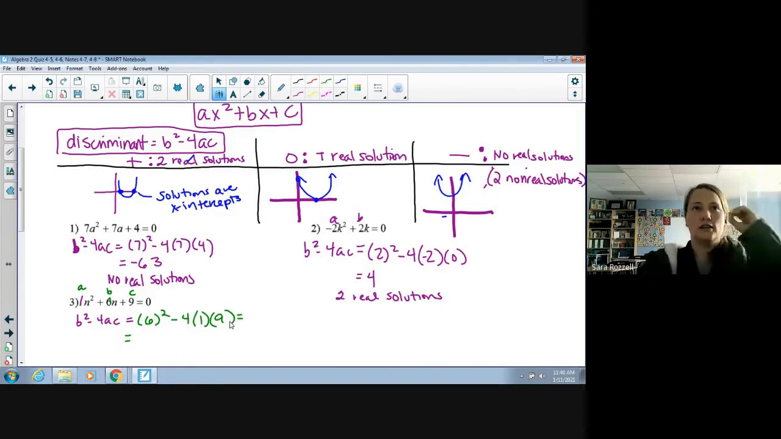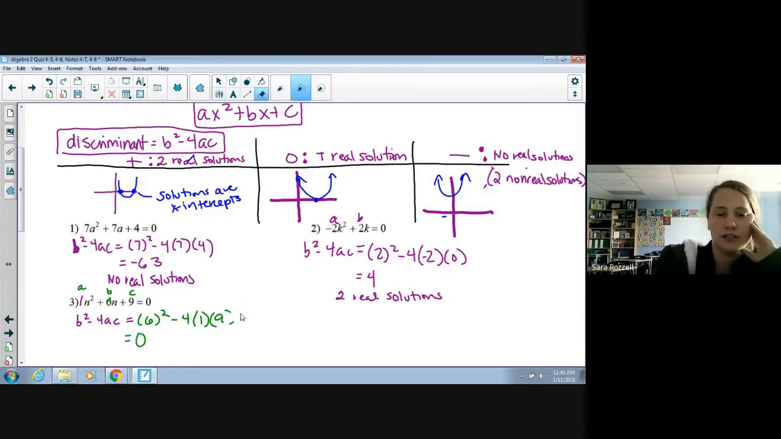You got 0, okay? So at this point, we're not sure how many solutions there are until we go back up here and check. Is it positive, 0, or negative? It is 0, right? So we go and see, what does that mean? That means we have 1 real solution. Our answer was 0, so we have 1 real solution.